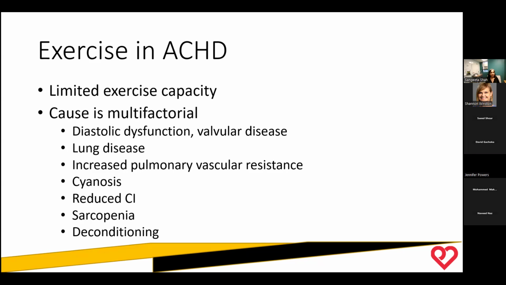Exercise in congenital heart disease. They often have limited exercise capacity. Why is that? It could be that they have diastolic dysfunction, they have valvular dysfunction, they often have lung disease. Once you have cardiac surgery, you get a little bit of restrictive lung disease. They may develop increased pulmonary vascular resistance. They may have cyanosis. They may have a normal EF visually, but reduced cardiac index. There's a lot of discussion about sarcopenia in this population. And then overall, they're deconditioned. They were told to keep it safe. Don't do anything exertional when they're babies. And sometimes that mindset continues with them.